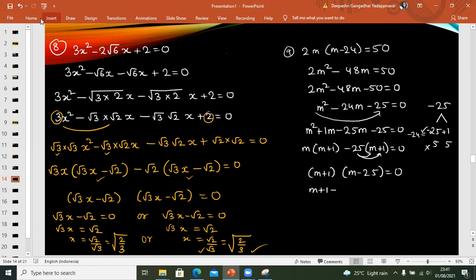Let's separate this. m plus 1 equals 0. Next bracket, m minus 25 equals 0. m equals negative 1 or m equals positive 25. These are the two solutions of this equation. Let's go to next question.